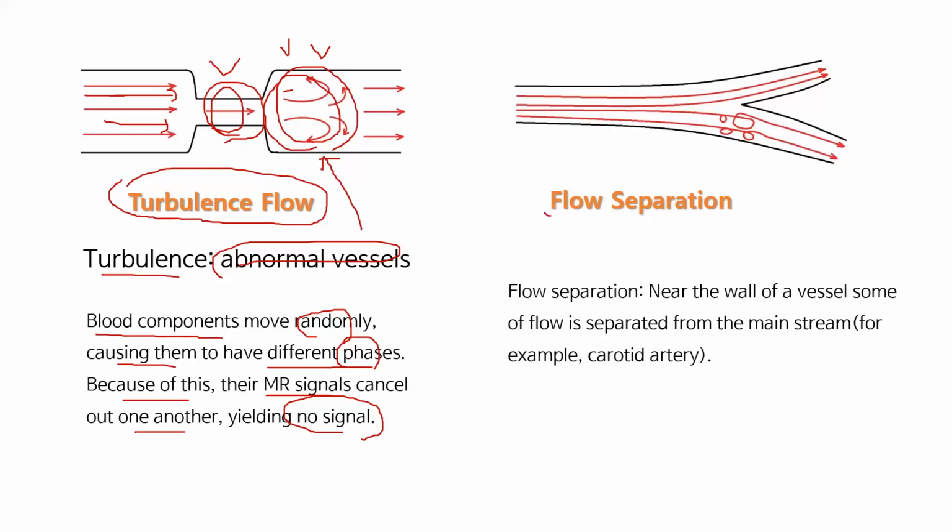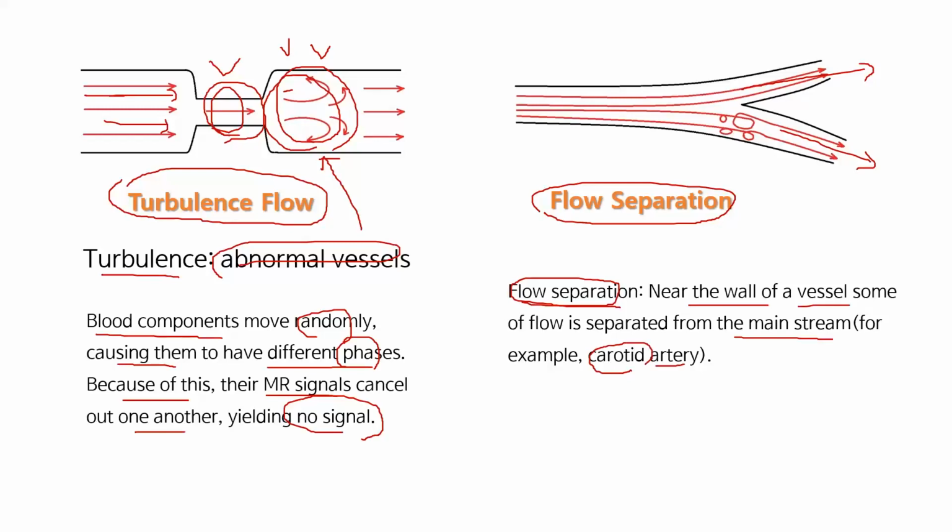Next, this is flow separation. Blood vessels are divided into two vessels, so flow separation occurs. Near the walls of vessels, some of the flow is separated from the main stream. For example, the carotid artery is an example of flow separation.